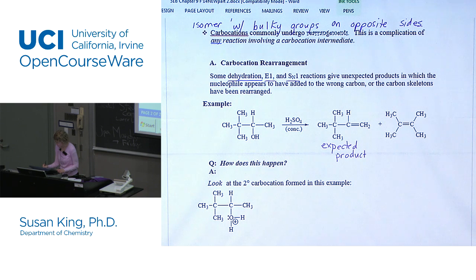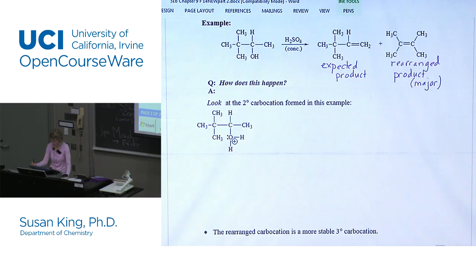So if I had given you a little quiz before class, this is the product that you would have written. And this is the rearranged, the unexpected product. And it turns out, in this case, the rearranged product is actually the major product. So first of all, we need to know how that's forming, and then we need to know when to expect that and when to not expect that. All right, so we're going to look at the secondary carbocation formed in this example.